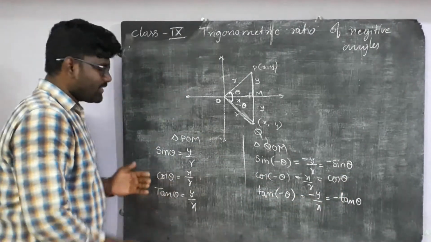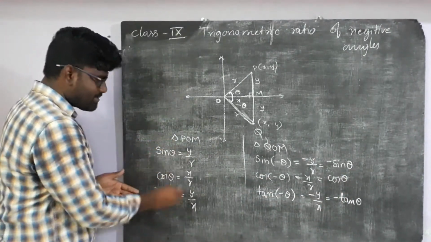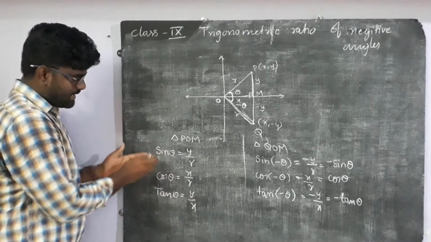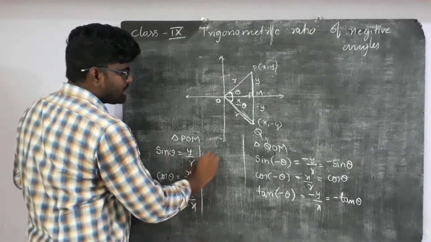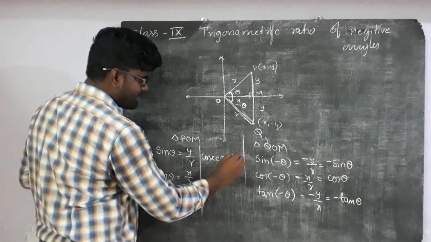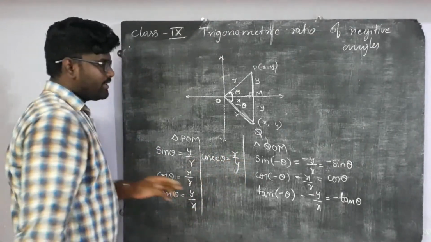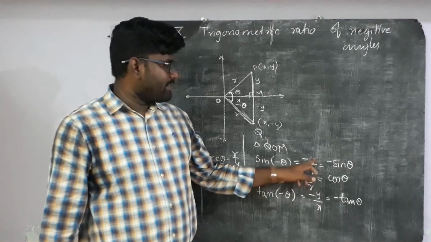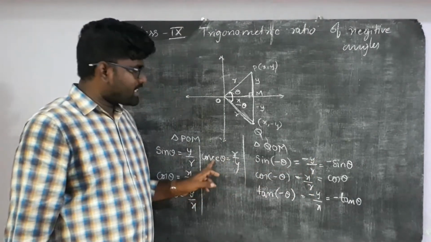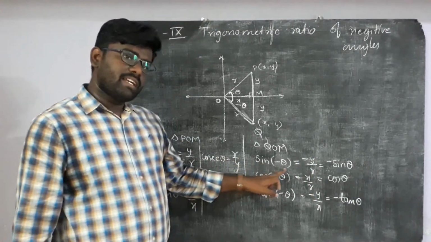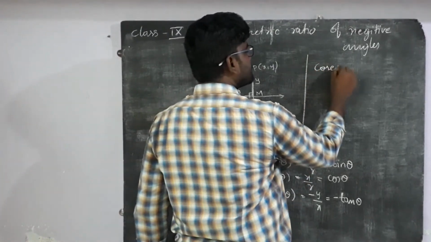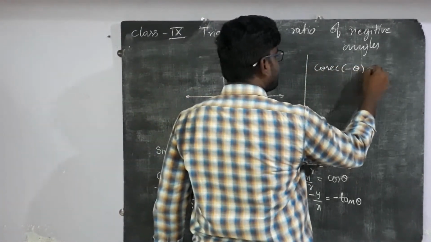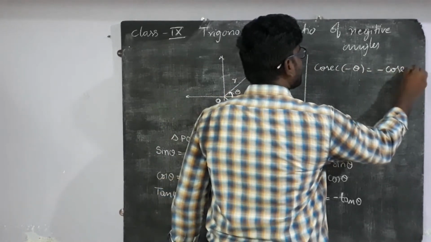In the same way, if you take the reciprocals of these values, we get the reciprocals of sin, cos and tan. The reciprocal of sin is cosecant. Cosecant theta is equal to r by y. When you take the reciprocal, we get again r by y, meaning cosecant theta. That means cosecant minus theta is equal to minus cosecant theta.